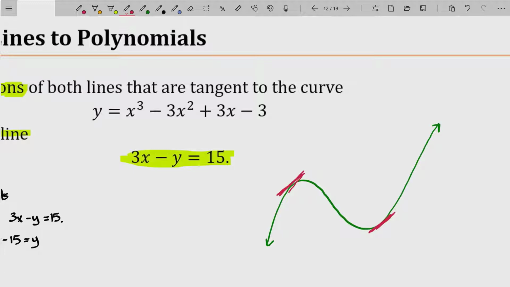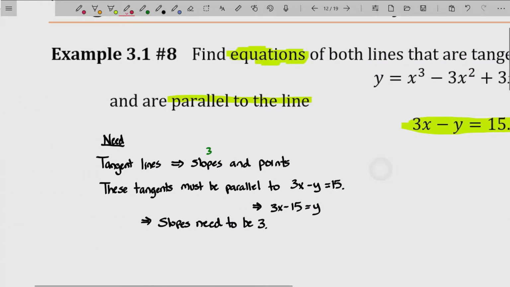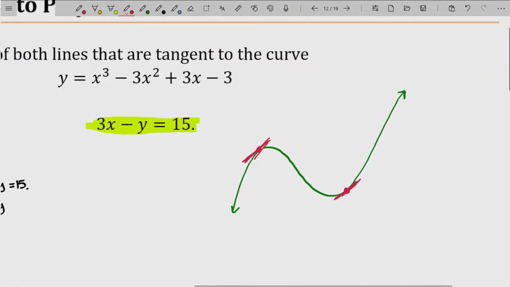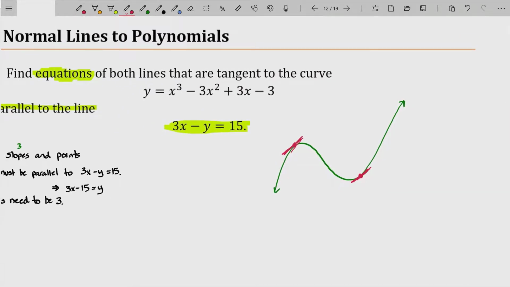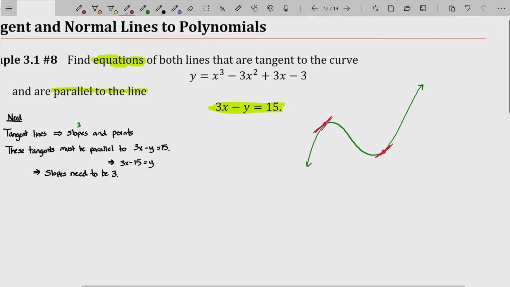And so we're supposed to find what those points are, because remember, we need 2 points and the slope. We're already handed the slope, so we need the 2 points. Well, let's at least start by finding the derivative and setting that equal to our desired slope. You can see this just involves a lot of critical thinking.